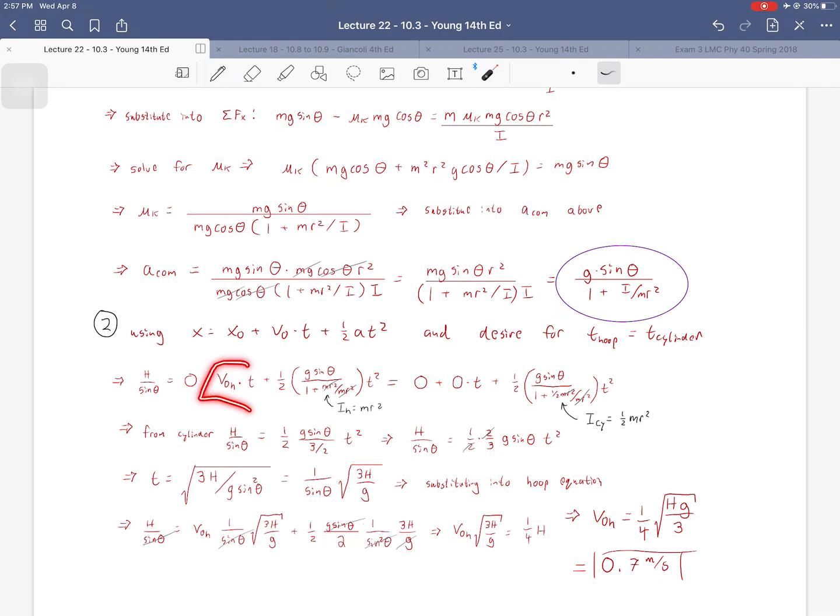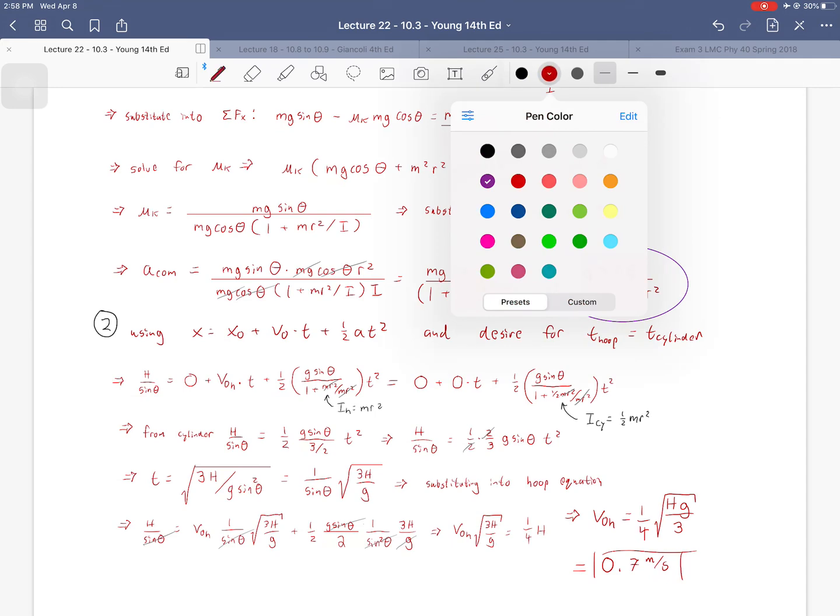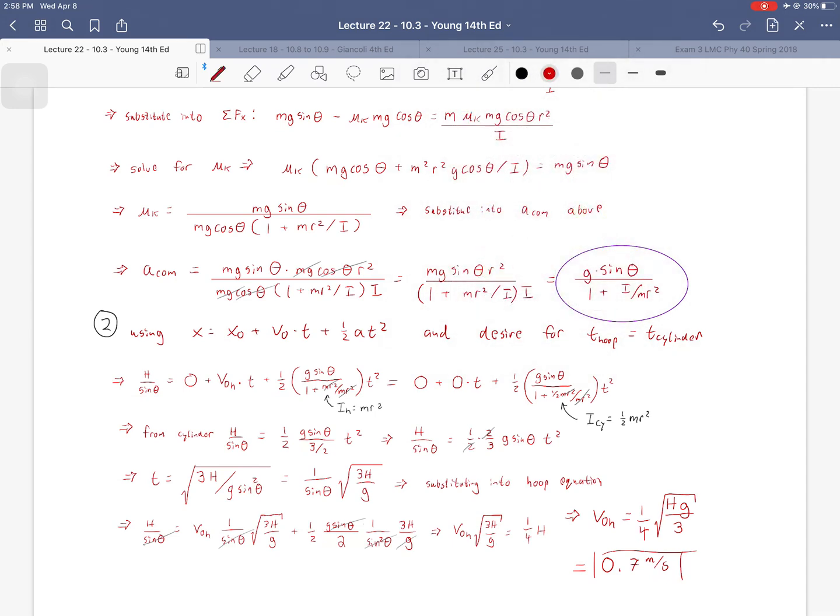Because notice, of the two motion equations, both of the form x naught plus v naught t plus 1/2 at squared, only the hoop had a non-zero second term because it's the only one with a non-zero initial velocity. The cylinder, of course, had an initial velocity of 0 because it didn't need a head start, right? It didn't need a push in order to tie in the time it takes. And so then I get the final result that the hoop needs a little push, and in this case, based on the length of the ramp, right?